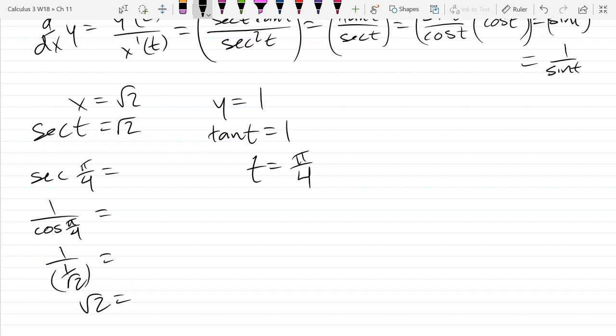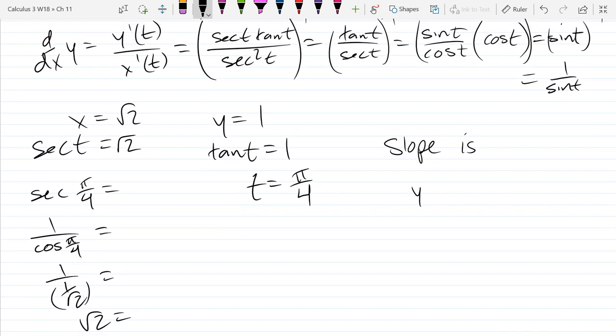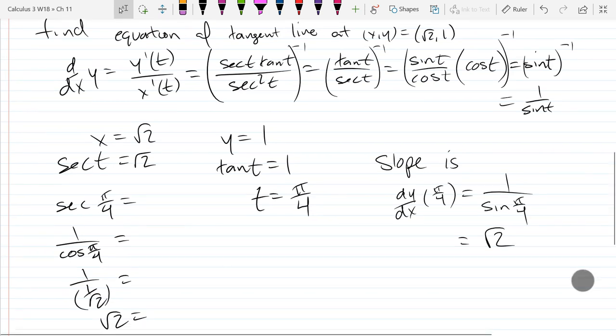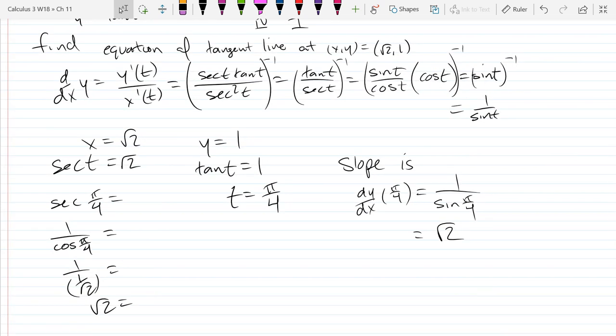Now I can plug that t value in for my slope. So slope is y prime of pi over 4. So, again, this first one right here, well, nope, that is not y prime. That is dy over dx. Plugging in pi over 4, which is 1 over sine pi over 4. That's 1 over square root 2, or just square root 2. So there's our slope. Coincidence, that is the same as our x value, but that's okay.